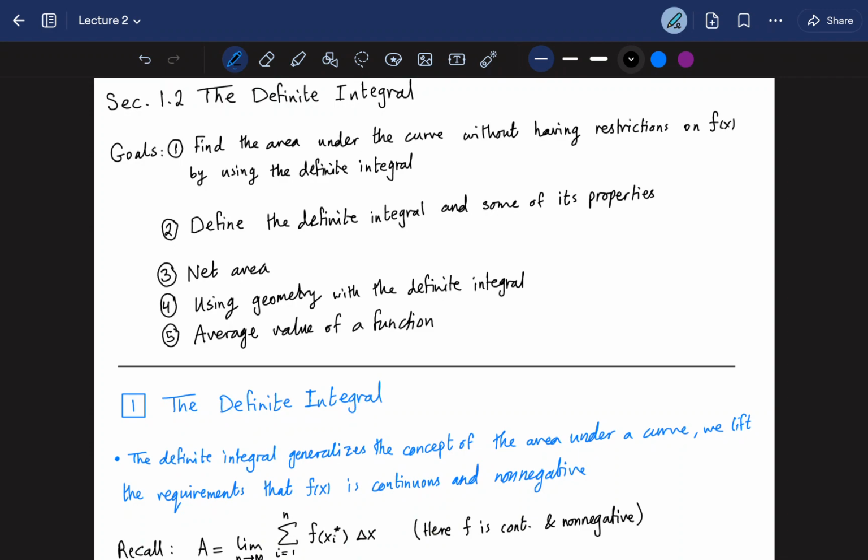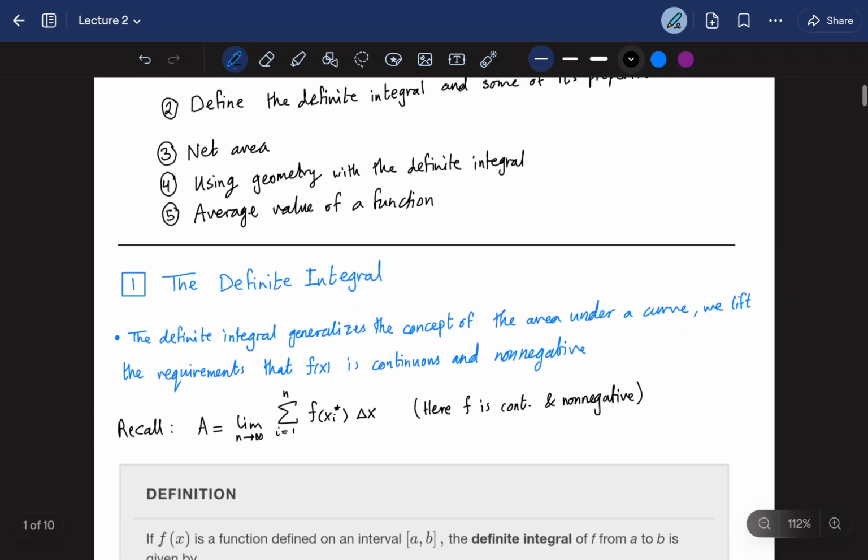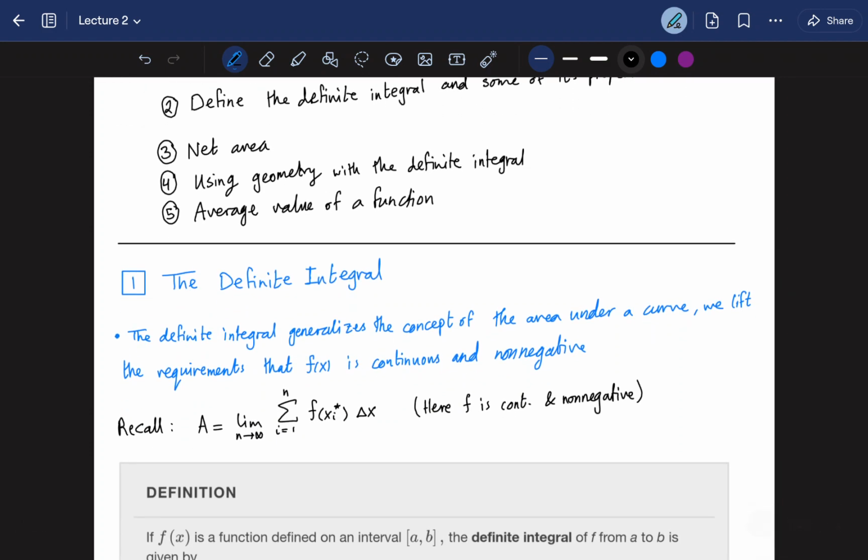We're going to talk about the net area. We're going to find the definite integral using some geometry formulas. And lastly, we're going to talk about the average value of a function. So let's start with the definite integral.